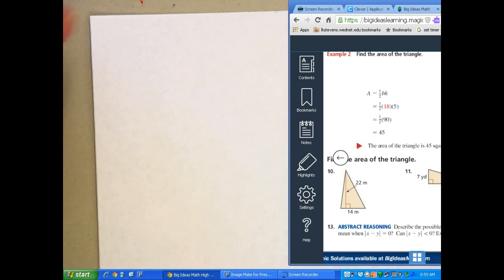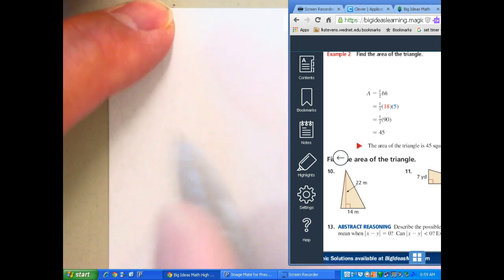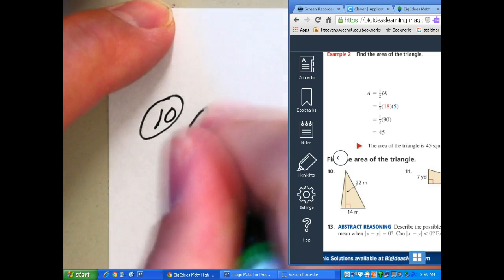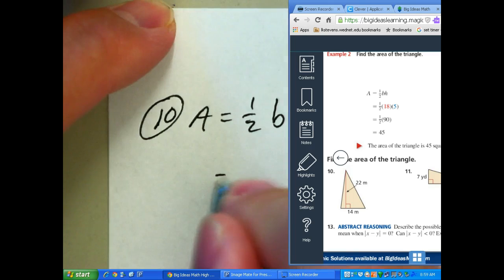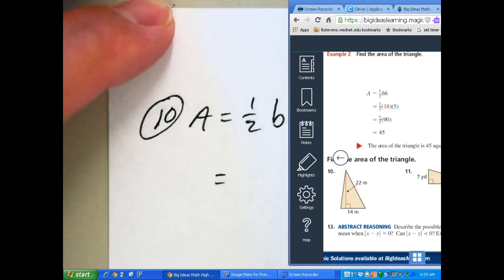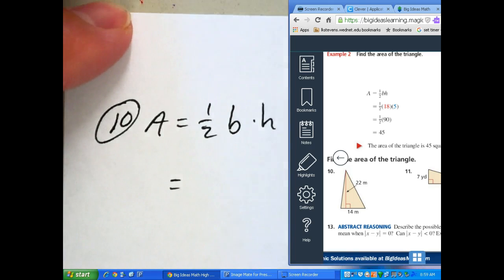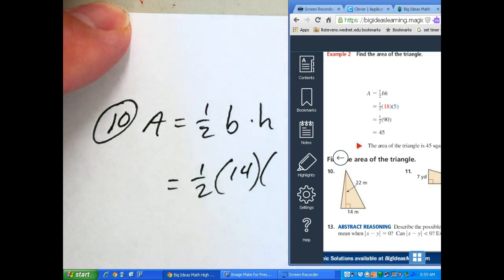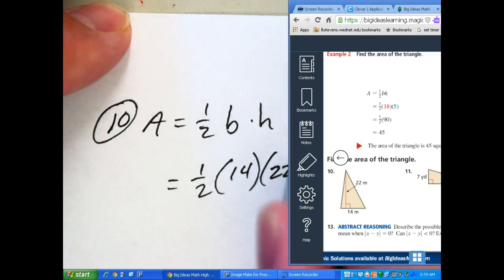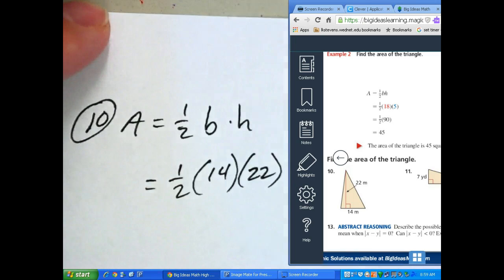So number 10, if I'm dealing with the area equals 1/2 base times height. What's our base? 14. So we have 1/2 of 14. What's our height? Yeah, 22. Remember, height always intersects at a right angle. Okay? So 1/2 base times height.